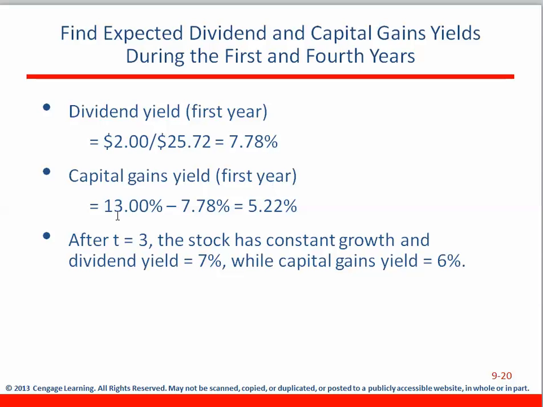So the capital gains yield then is 13 minus the dividend yield. And then again, once growth settles down, the capital gains yield will always be 6 and the dividend yield will always be 7 because they have to equal 13.